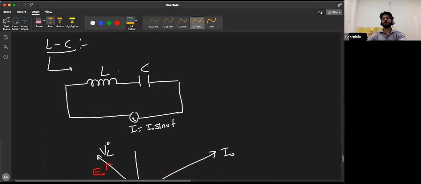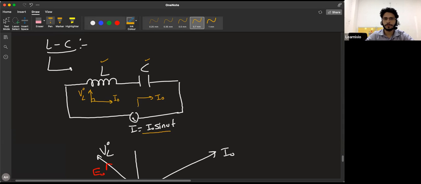So the next is the LC circuit. You have an inductor and a capacitor, and they are connected in series to a current I naught sine omega t. So they are in series, so the current would be the same in both. What about the voltage across the inductor? Will it be in the same phase with current, or will there be some lead or lag? It will lead. Voltage will lead, right? And what about the capacitor?